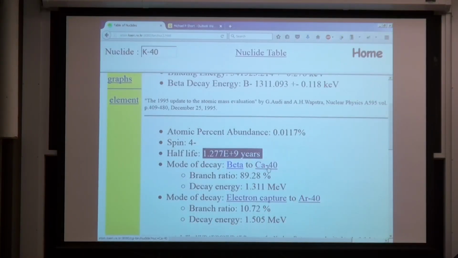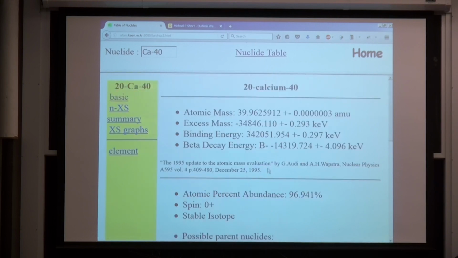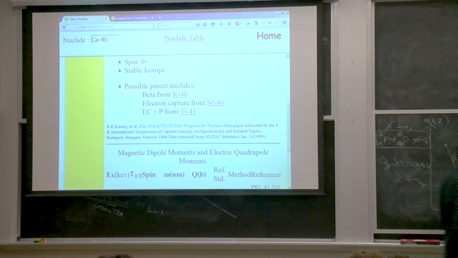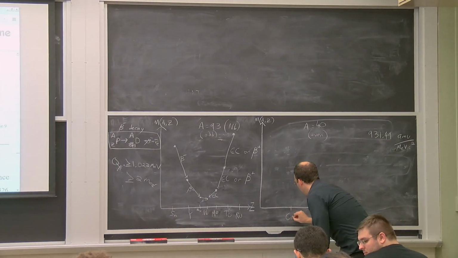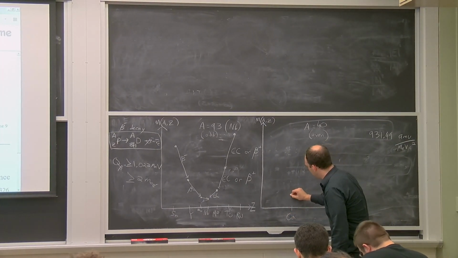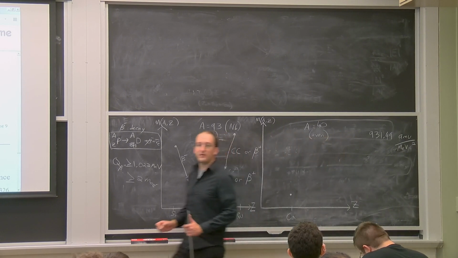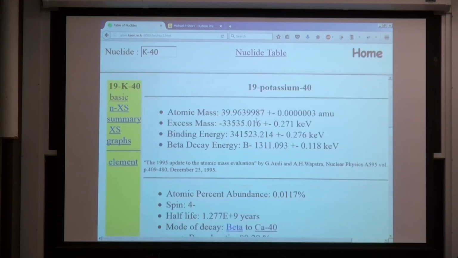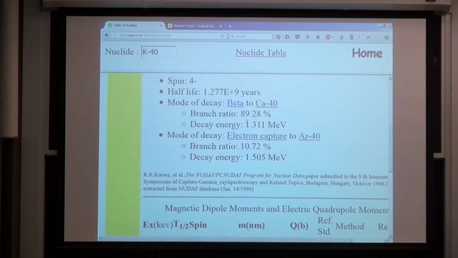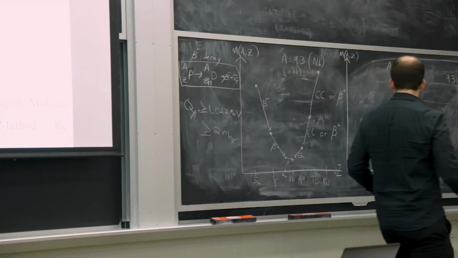So let's pick one of those stable isotopes, calcium-40, and put that as the bottom of the parabola on this diagram. So we'll put calcium here, and in a relative sense, we'll put a calcium point right there for its total mass. And it could have come from beta decay from potassium-40 or electron capture from scandium-40. So let's look at potassium-40. It can beta decay for about 1.3 MeV.